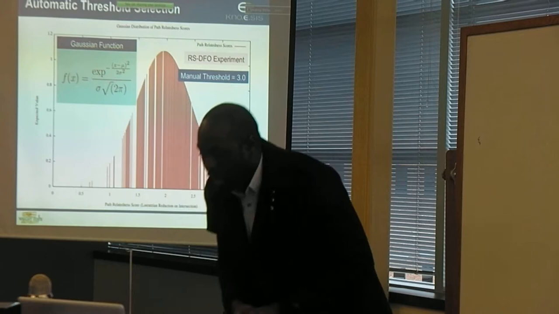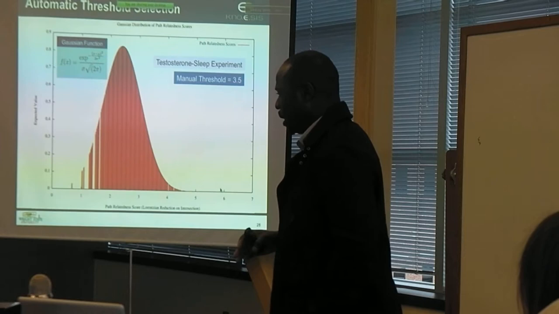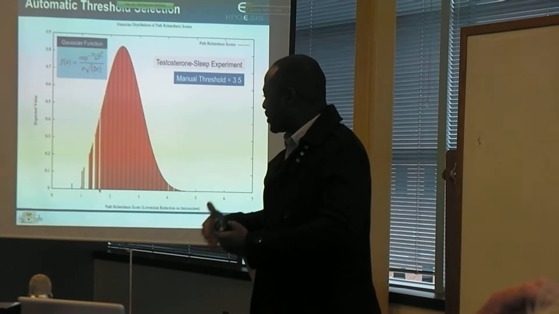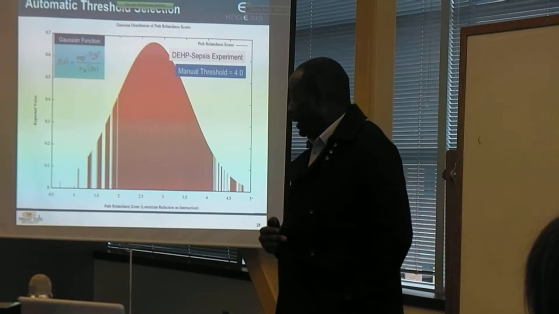But not to jump to any conclusions, I repeated this for a different experiment, the testosterone sleep discoveries. I think it had 230 or so paths, so that's 230 squared. And it plotted the same thing. Now this looks like a better Gaussian. What we're seeing though is that while it looks like not that many paths are not related at all, they're somewhat related. And then the distribution evens out. This is very close to a standard Gaussian representation. I did this for a third scenario with DEHP and sepsis, and I got a fairly good looking Gaussian.